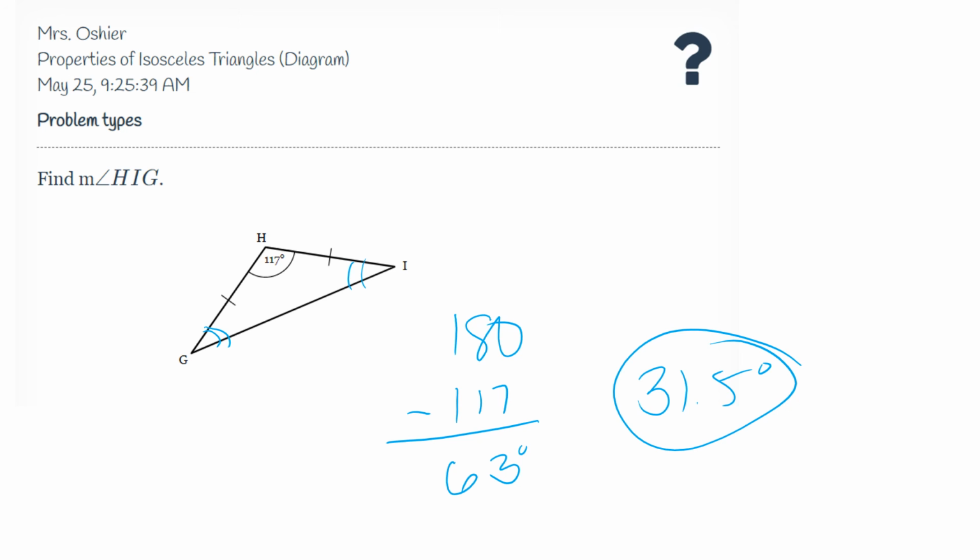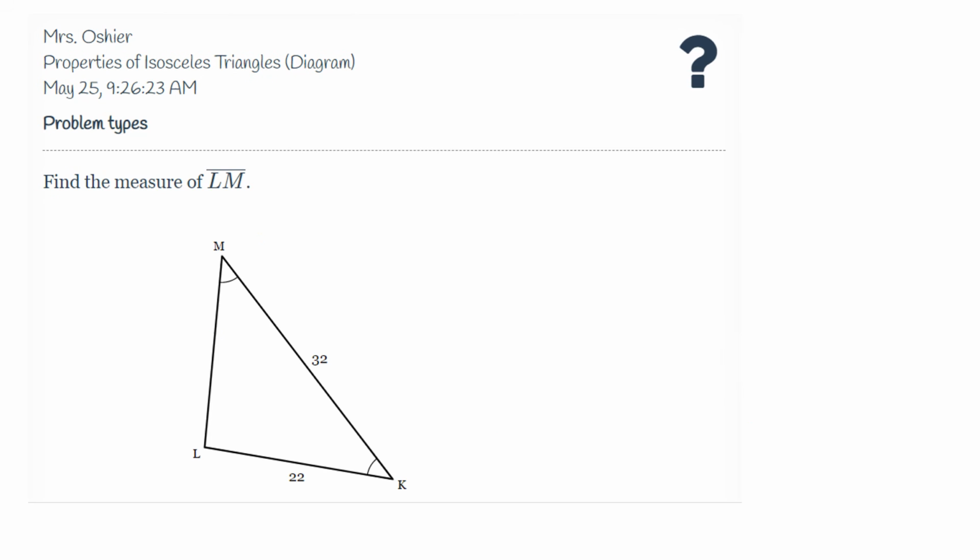So those are the 2 different types of questions you'll get with angles. And then with sides, you just need to realize that the congruent sides are opposite those base angles. So this would be 22. The 32 is irrelevant because that's the base side. It's not one of the congruent legs. And that's all the sections of quarter 2 credit recovery.